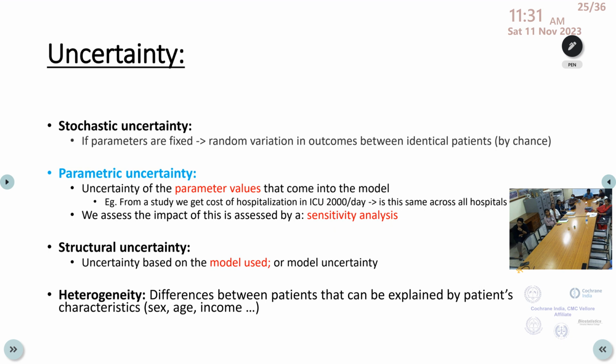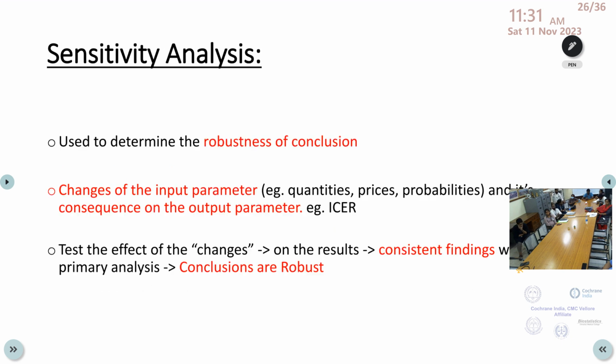And heterogeneity is, yes, between patient groups with different baseline characteristics, they will differ in the outcomes. So sensitivity analysis, like I said, is what we do to look at parametric uncertainty. This is not to look at the robustness of the study, but the robustness of the conclusion of the study. The study may be good, yet the sensitivity analysis might not show a robust study.